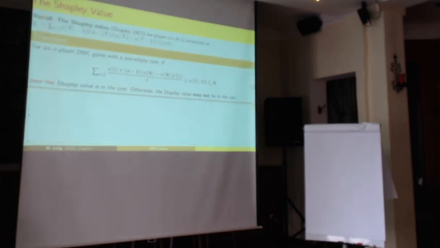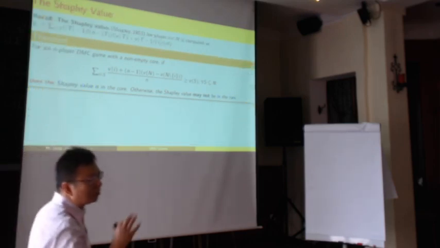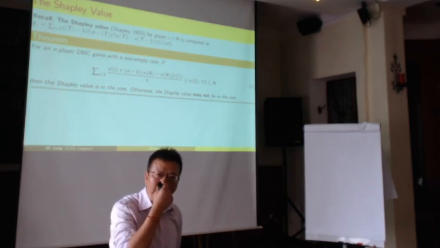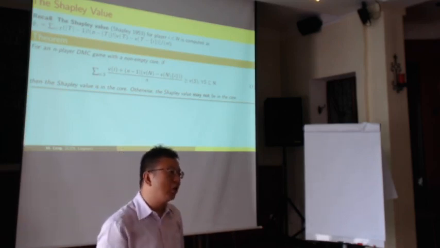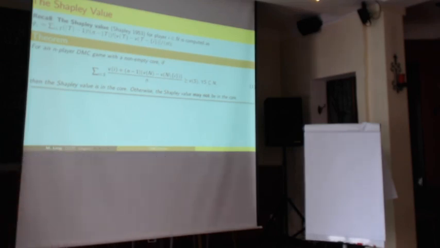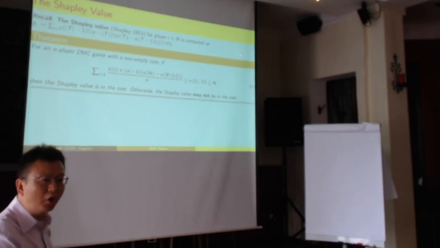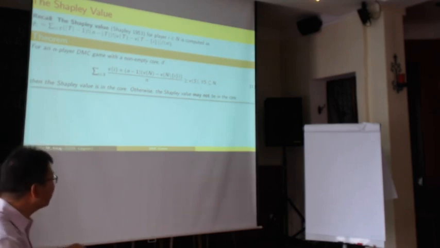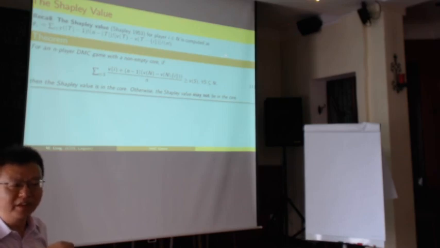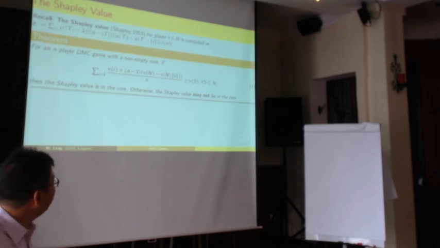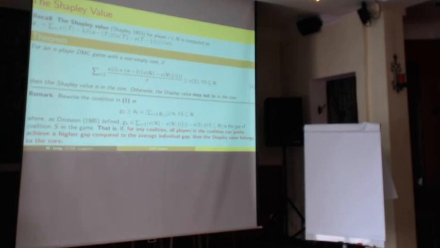Next one, how about Shapley value? Shapley value is sometimes out of the core. So I would like to know under what condition Shapley value exists in the core. So we have this sufficient condition, and we derive this sufficient condition for DMC games. If this condition is satisfied, the resulting Shapley value must be in the core. However, this condition is hard to understand. We cannot understand what it means. So we rewrite this condition to this part.